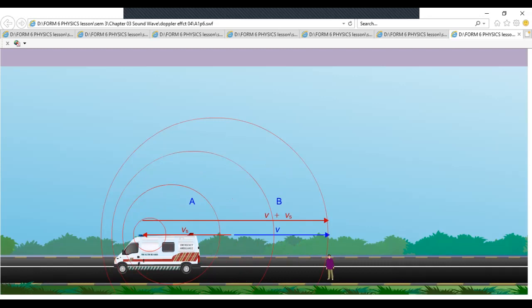If the ambulance moves away from the observer, the sound and the ambulance will move in this direction. The sound heard by the observer, the relative speed of the sound, is still in the direction of the observer. So these are the relationship between the V and the V source.